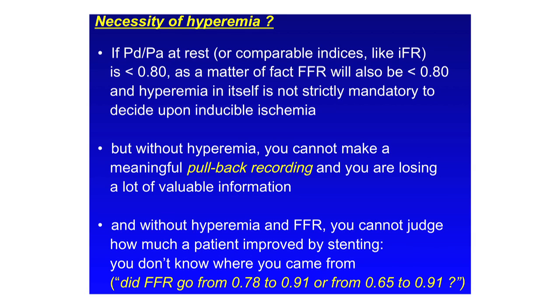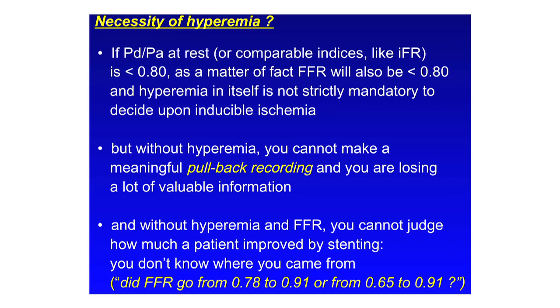So if we talk about hyperemia, we can say, of course, that if Pd/Pa at rest or a comparable index is less than 0.80, FFR with hyperemia will also be less than 0.80, and the hyperemia in itself is not strictly mandatory to decide upon inducible ischemia. But you should realize that without hyperemia, you cannot make a meaningful pullback recording, and you are losing a lot of valuable information. And without hyperemia and FFR, you cannot judge how much a patient improved by stenting. You do not know where the patient came from.